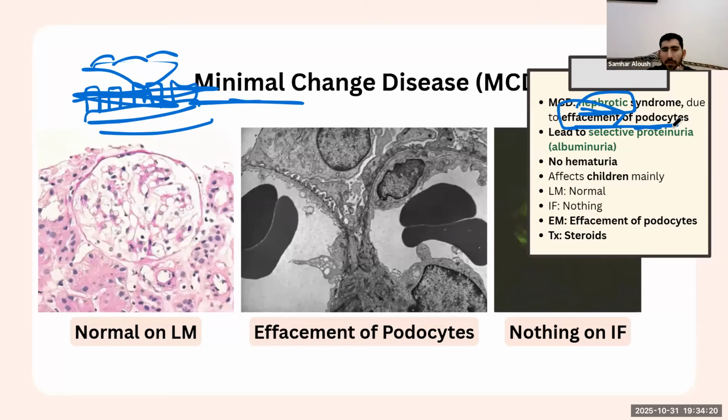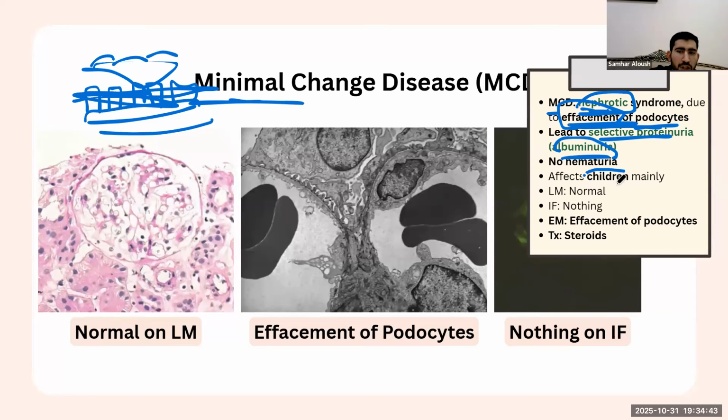There's no inflammation, no damage to anything. It's just the podocytes that are effaced. Okay? It leads to selective proteinuria, meaning we don't lose all proteins. We only lose albumin, which is the most important one, as it's very selective. It only makes you lose albumin. So minimal change disease, a nephrotic syndrome that causes selective proteinuria, which is albumin, and it's due to effacement of podocytes.